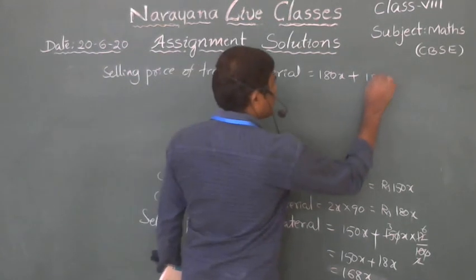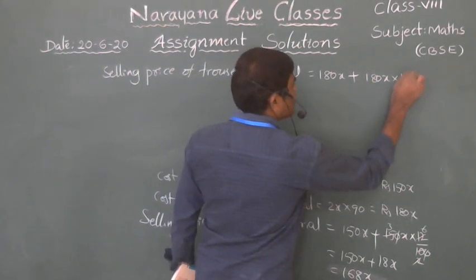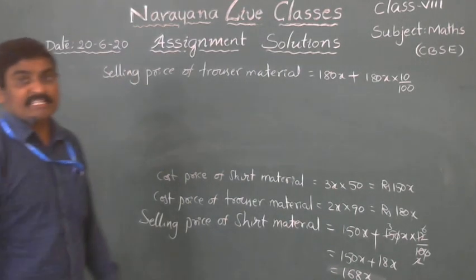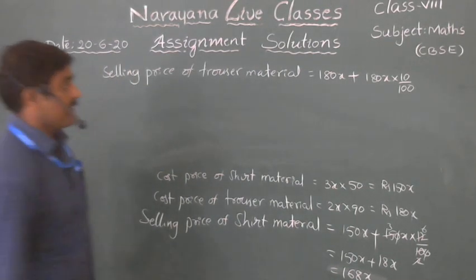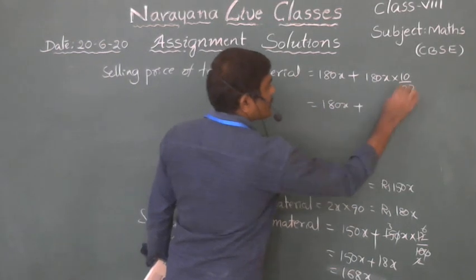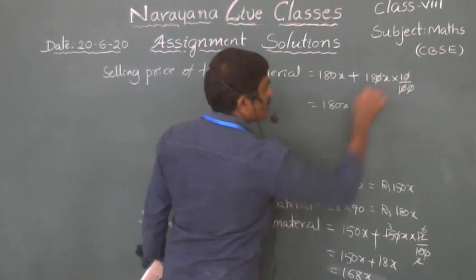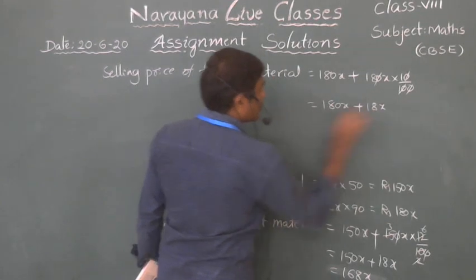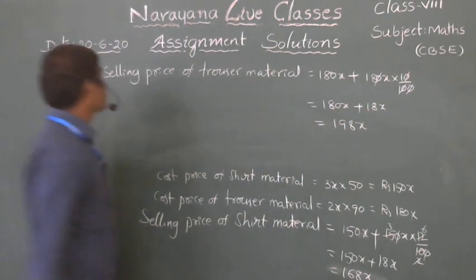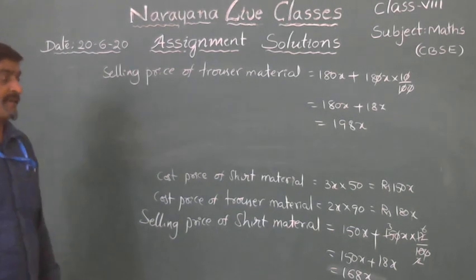That means 180x into 10% profit means we multiply with 10 by 100. So that is equal to 180x plus, this 0 cancels with this 0, 18x. That equals 198x. This is the selling price of the trouser material.